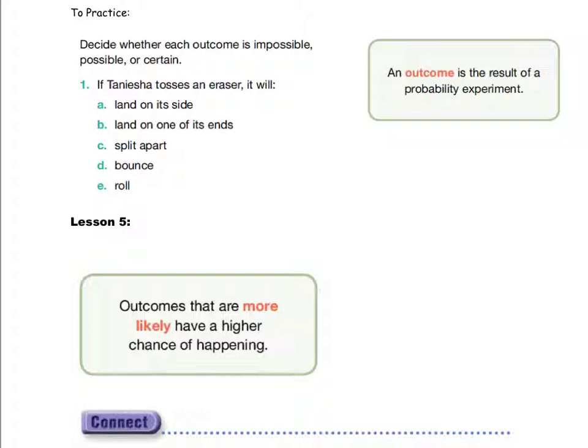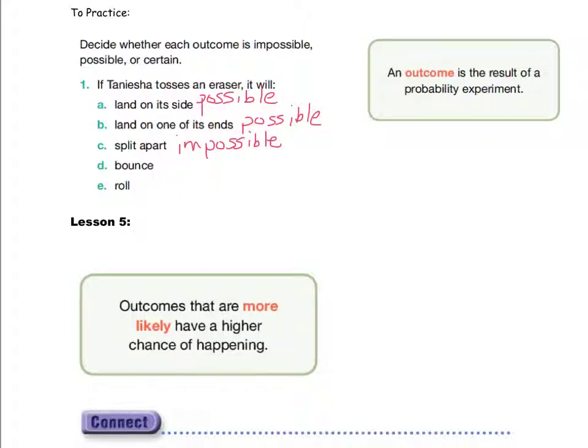All right, let's take a look. Land on its side. Well, I would say that's definitely possible. Ooh, let's choose a pen here. Definitely possible. To land on one of its ends. It's also possible. Now she's just tossing it. It's going to split apart. That's pretty impossible. It's made out of rubber.